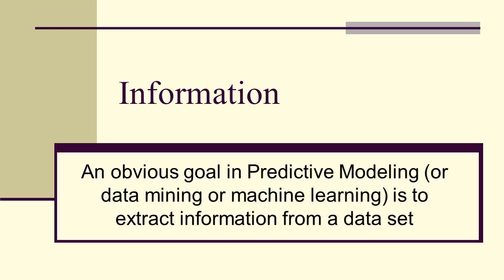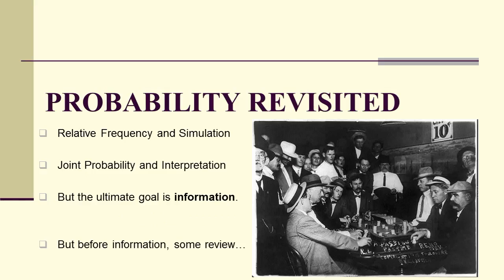Information. The obvious goal in predictive modeling is to extract information from a data set. Probability revisited: relative frequency in simulation, joint probability and its interpretation, but the ultimate goal is information. Before we can get to information, let's do some review.